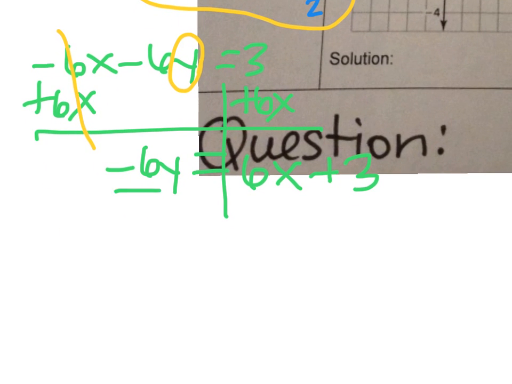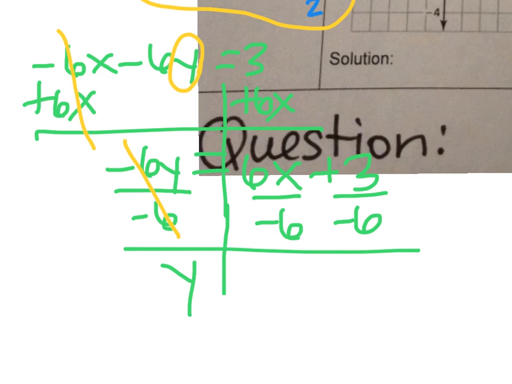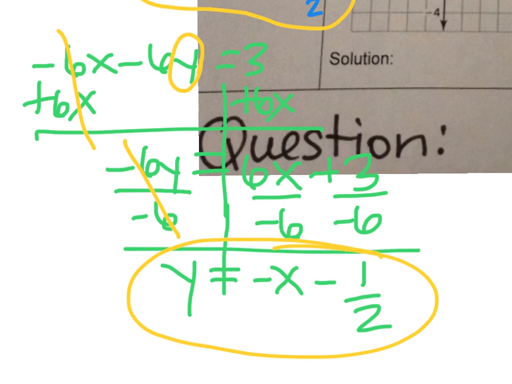And now we need to divide by negative 6. Every side, every term. The negative 6's cancel out, and we're left with y equals negative x, and then positive 3 divided by negative 6 will reduce to negative 1/2. So there's our second equation.